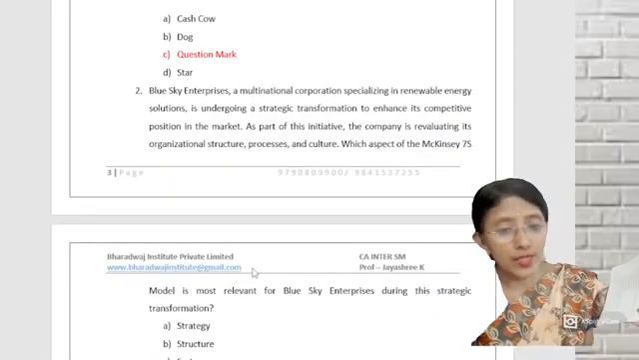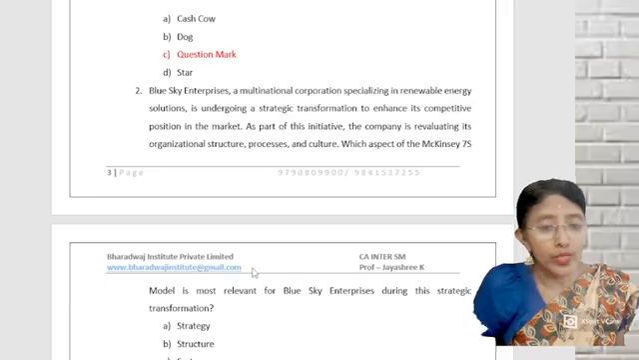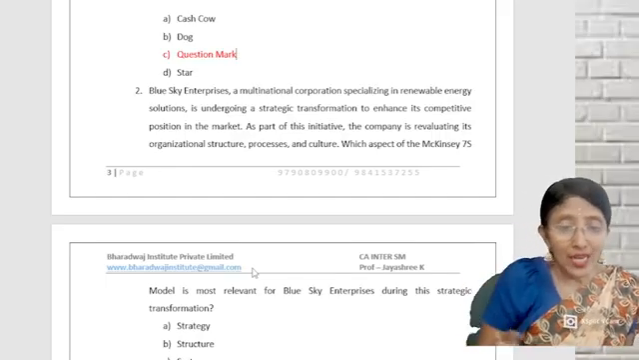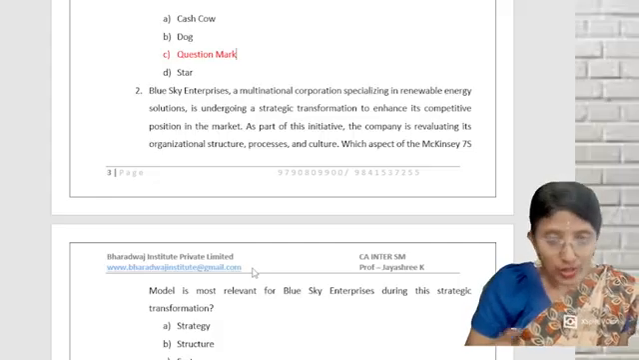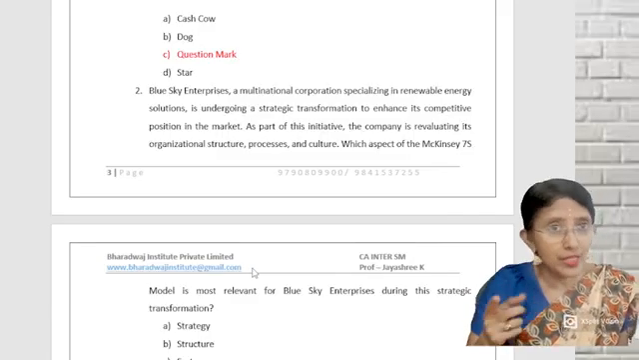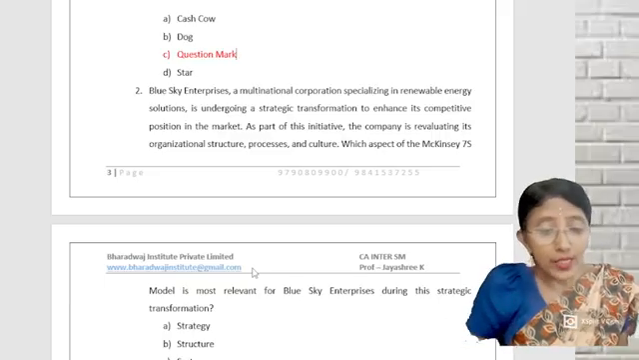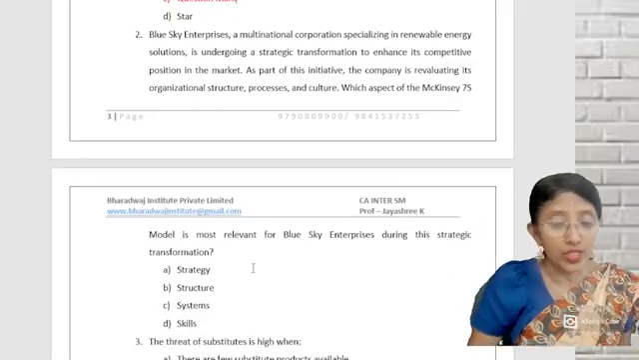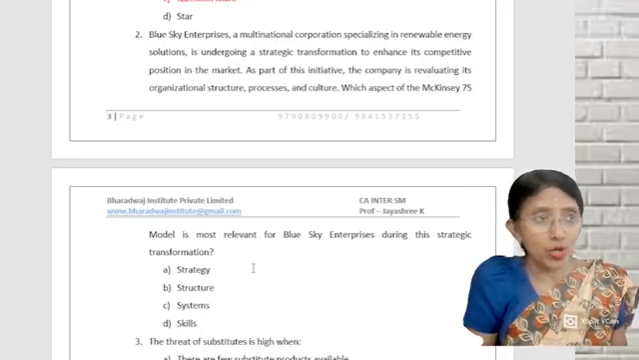Blue Sky Enterprises, an MNC specializing in renewable energy solutions, is undergoing a strategic transformation to enhance its competitive position in the market. As part of this initiative, the company is reevaluating its organizational structure, processes, and culture. Which aspect of McKinsey's 7S model, which you have seen, soft S and hard S, is most relevant for Blue Sky Enterprises during its strategic transformation? Recollect the 7S model, McKinsey's model.